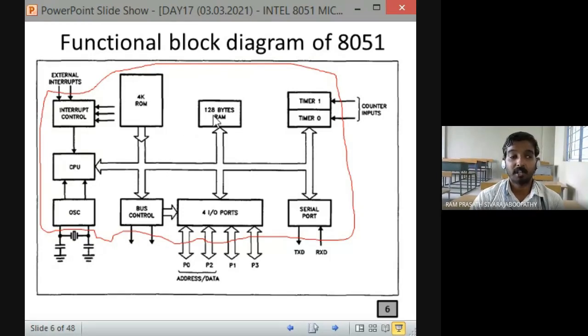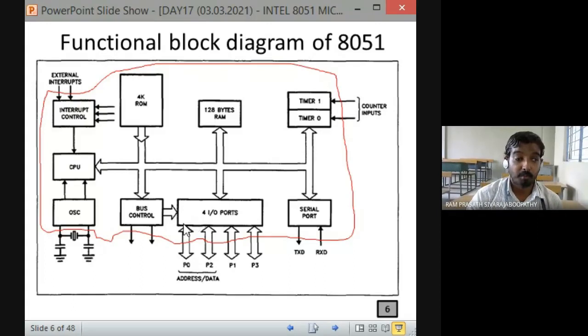Then we are having 128-byte RAM. It is also connected to the internal bus. It is bidirectional in nature, fine. Then we are having 4 8-bit ports, correct? The names of the ports are port 0, port 1, port 2, port 3. Totally we are having 4 ports. Each port is 8-bit in nature. What does it mean? Port 0 means how many pins is it going to have? 8 pins, not 4.